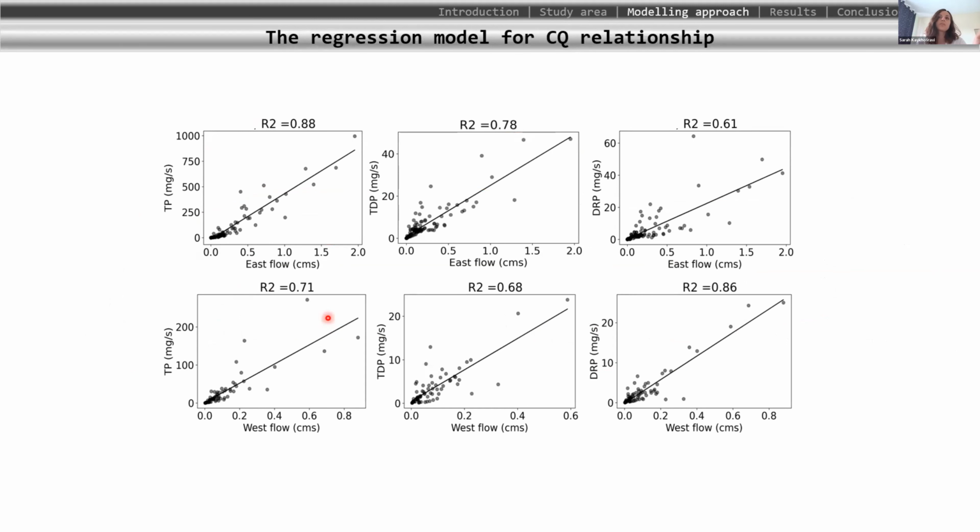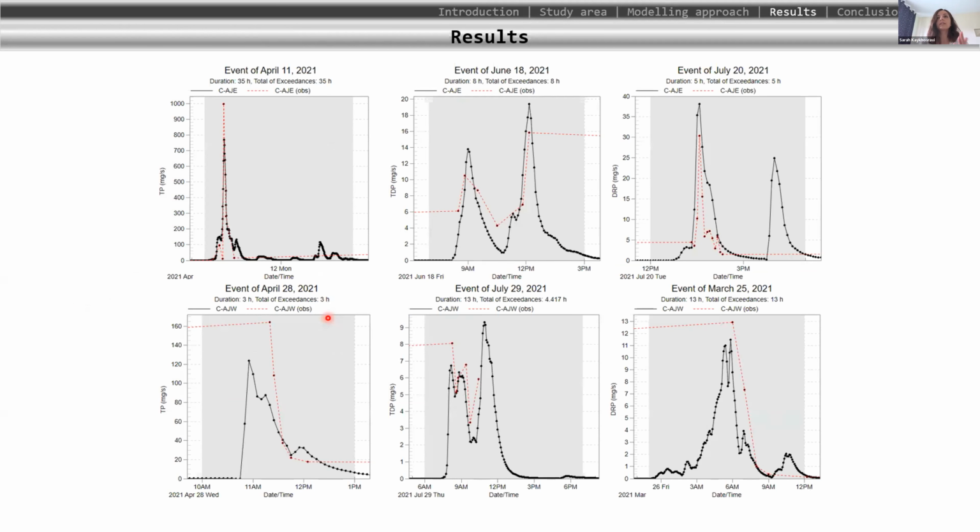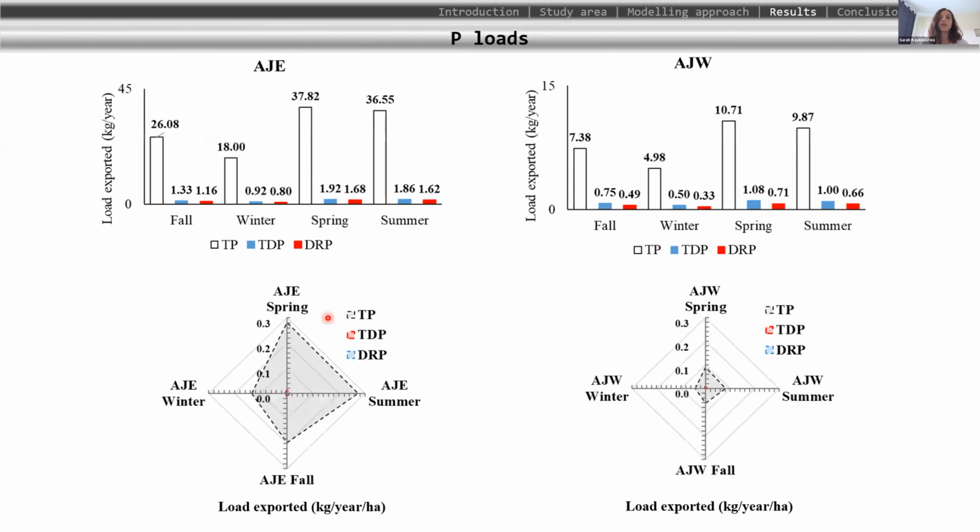So the next was the regression model that we have developed. This is another step that was a breakthrough during this calibration and the calibration matrix. Just a quick view of the flow, which you see that the calibration and the model correspond well. Also the calibration of the parameter and the model shows that even the pattern of the sample data has been simulated in the model very well. So the NSE and R-square values are high. And we were able to calculate P loads, and I don't have time to explain that.